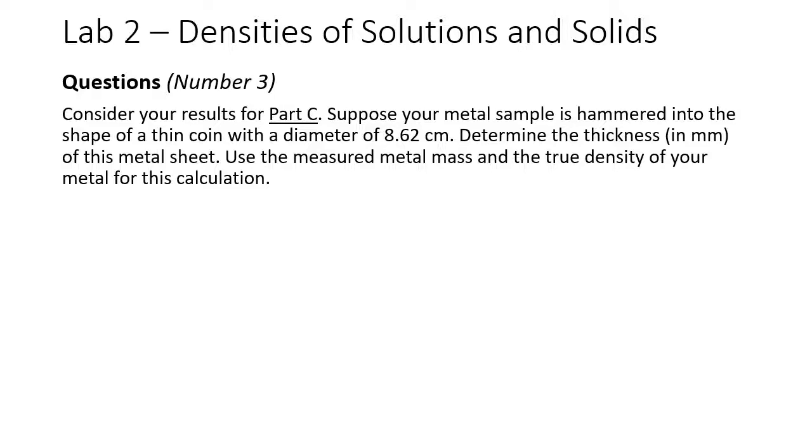So you want to use your metal mass and the true density that you found out for whatever metal you chose in doing this question. So everyone's answers are going to be a little bit different. So imagine we have a coin, which is going to be a cylindrical shape. It's going to have some height associated with it.